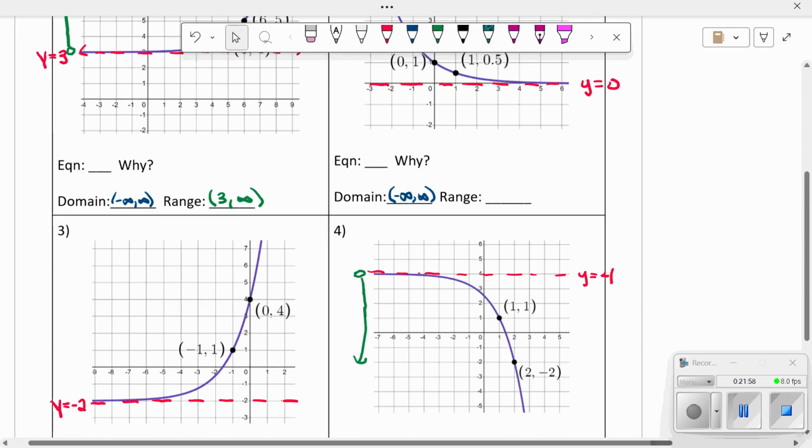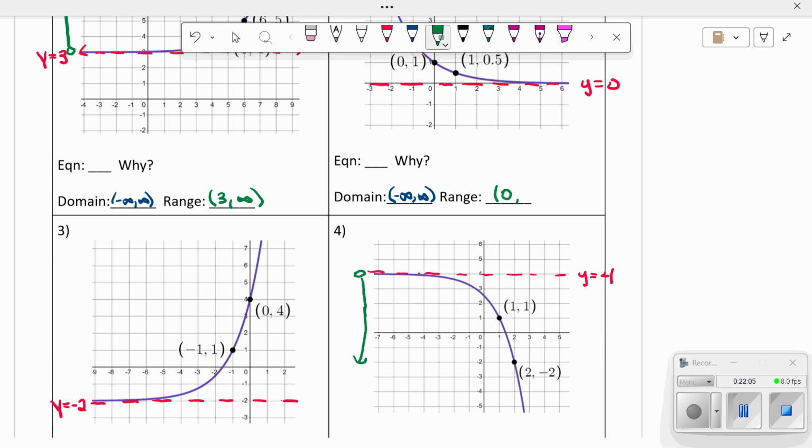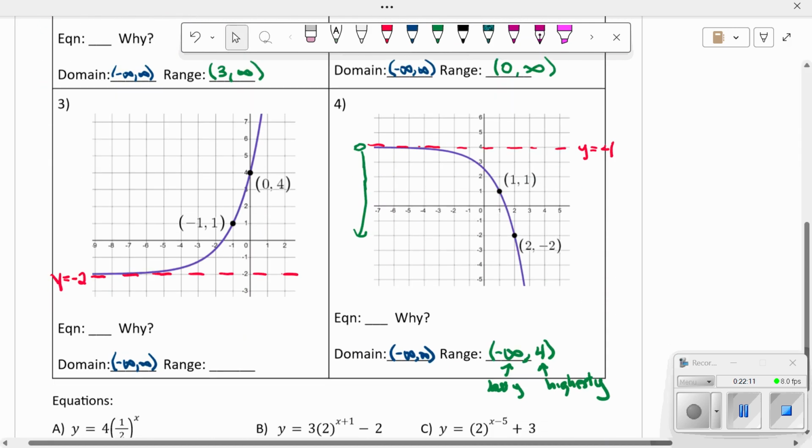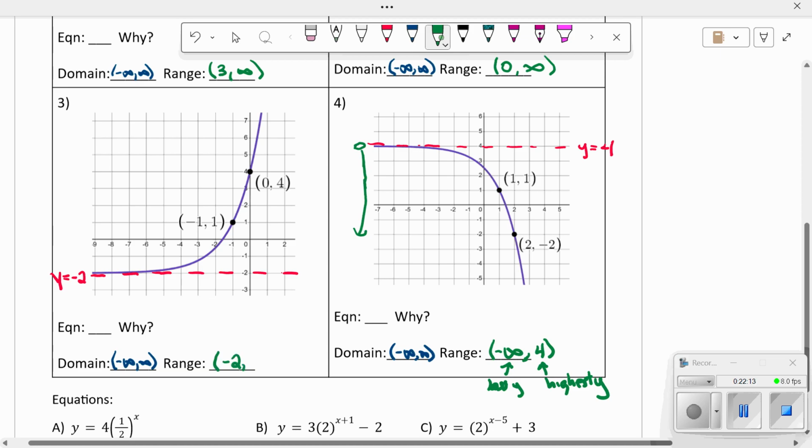Okay. I want you to fill in these last two yourself. Pause it. Try it. Hopefully you get 0 to infinity for number 2 and -2 to infinity for number 3.